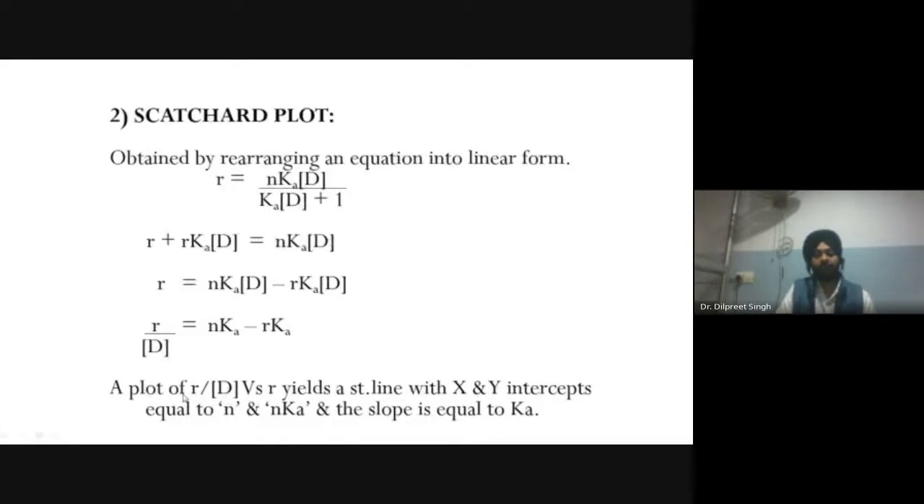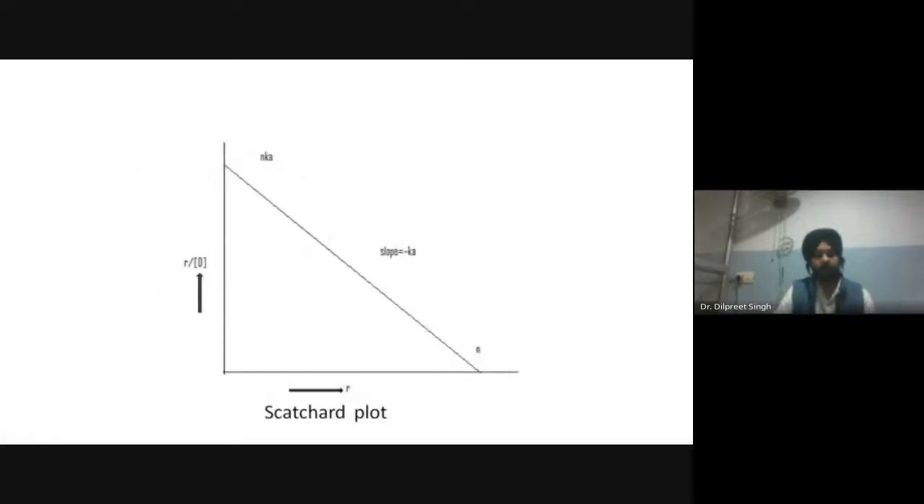So we can plot a graph of R divided by D versus R. It yields a straight line with intercepts, and we can get the value of n, the number of binding sites, and the value of Ka from the slope. As suggested, plotting R by D against R gives a linear curve with a slope of minus Ka and an intercept of nKa in a Scatchard plot.